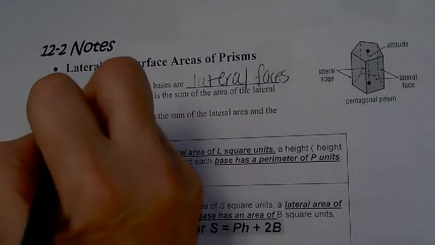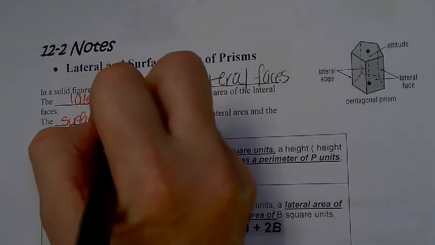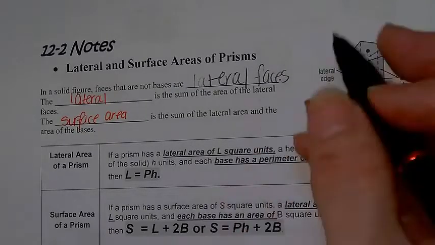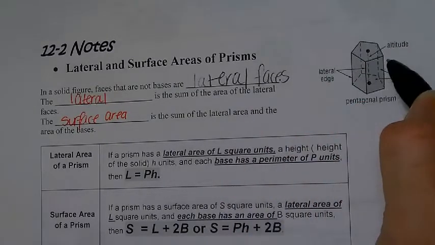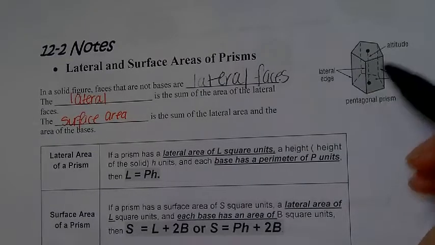The surface area is the sum of the lateral area and the area of the bases. So it's not just the faces around, it's including both bases. So, lateral area of a prism.